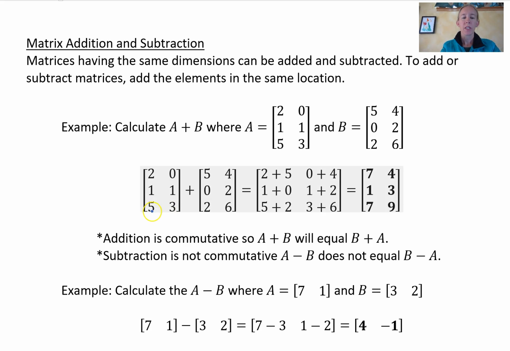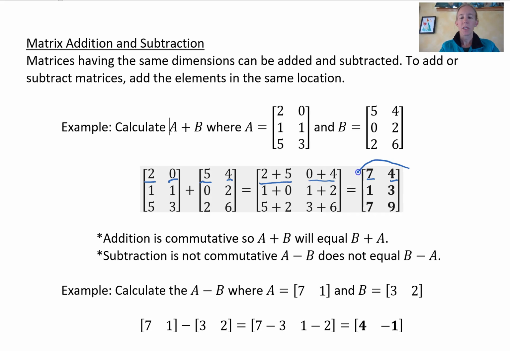So with matrix A, if I look at the first row, first column, and then matrix B's first row, first column, I see that those are 2 and 5. I add those together to get 7. I like to work across, so I continue with the same row. I have 0 plus 4 in the second column. 0 plus 4 gives me 4. I continue in that way with the second row and the third row.